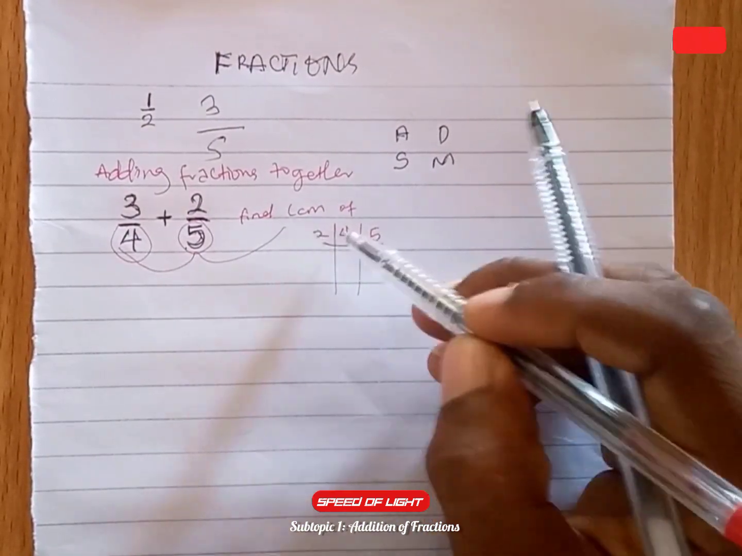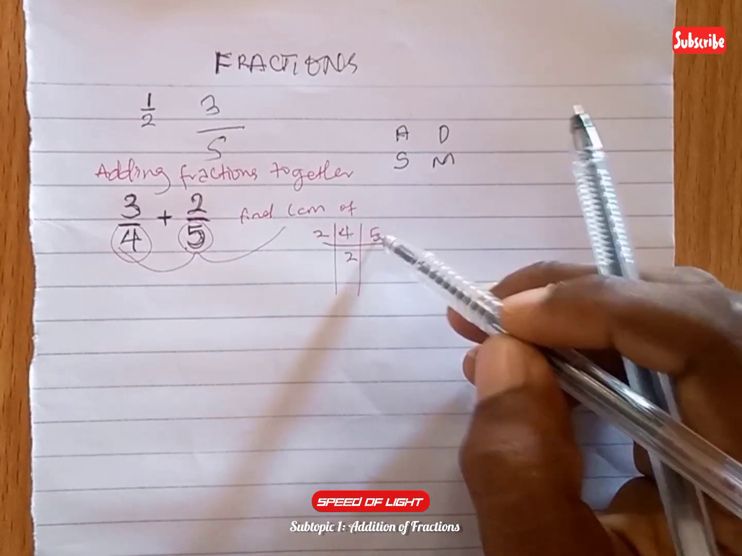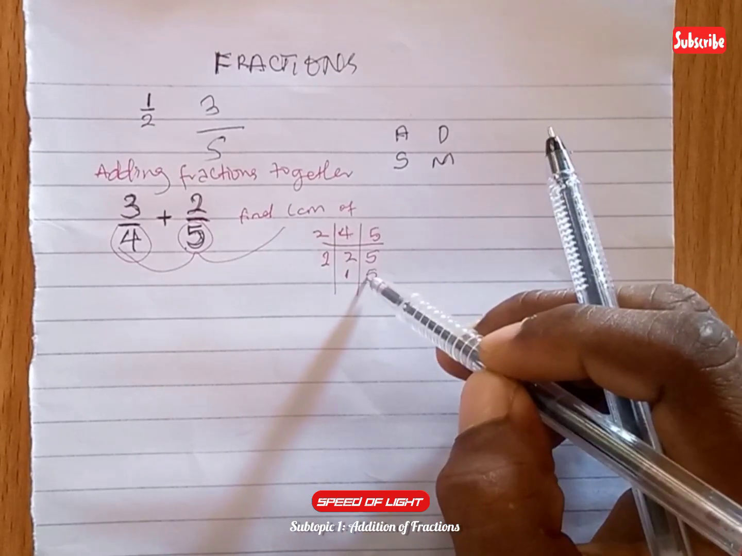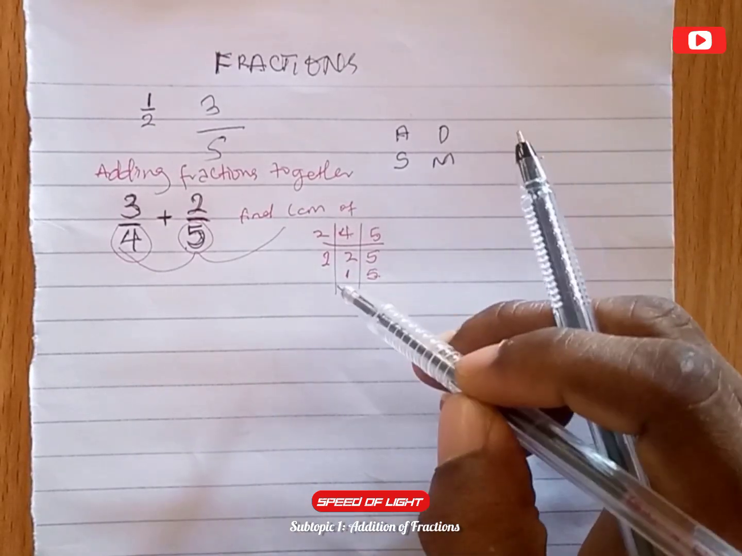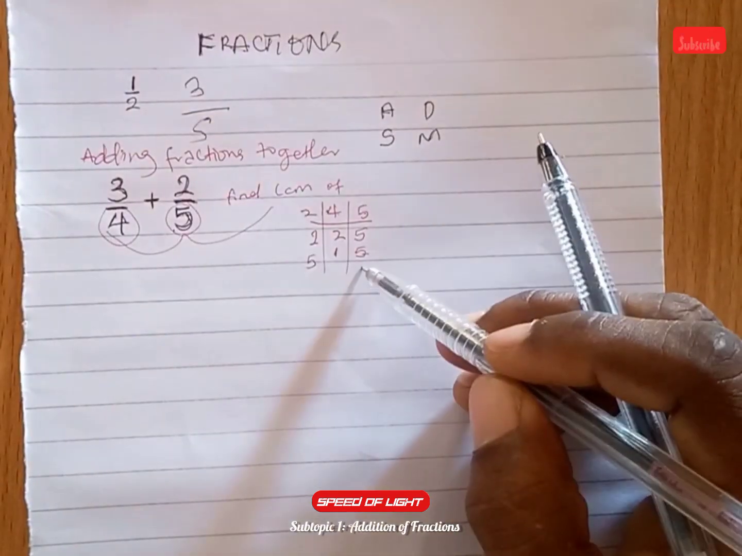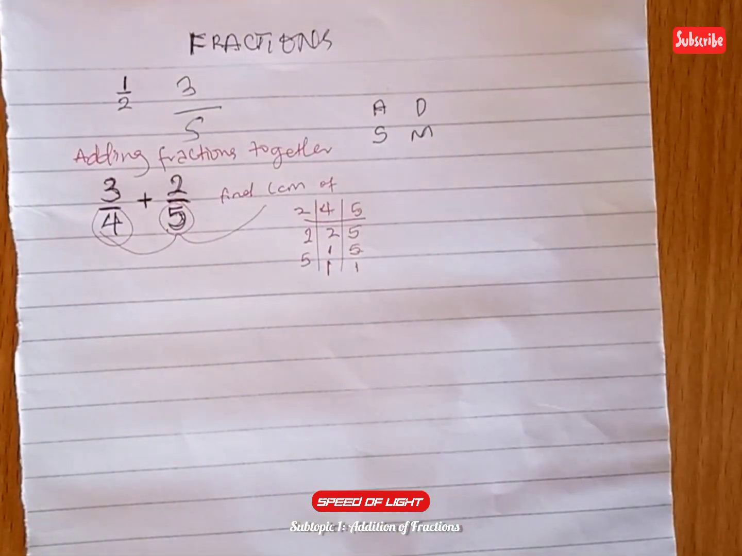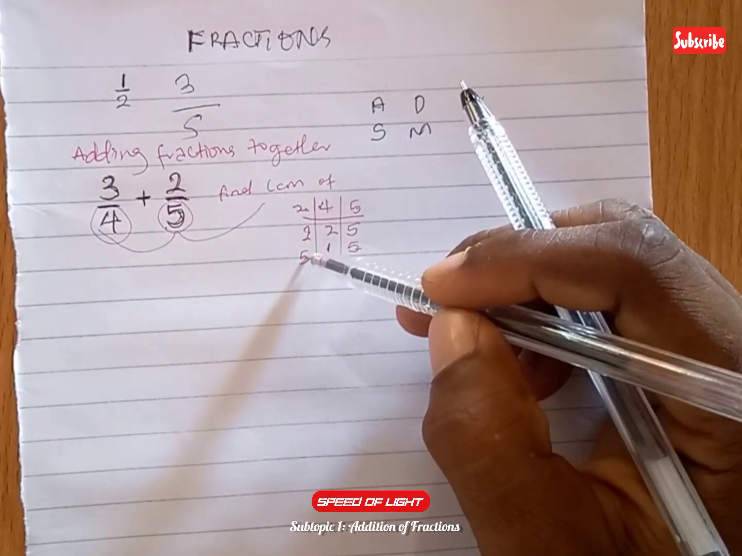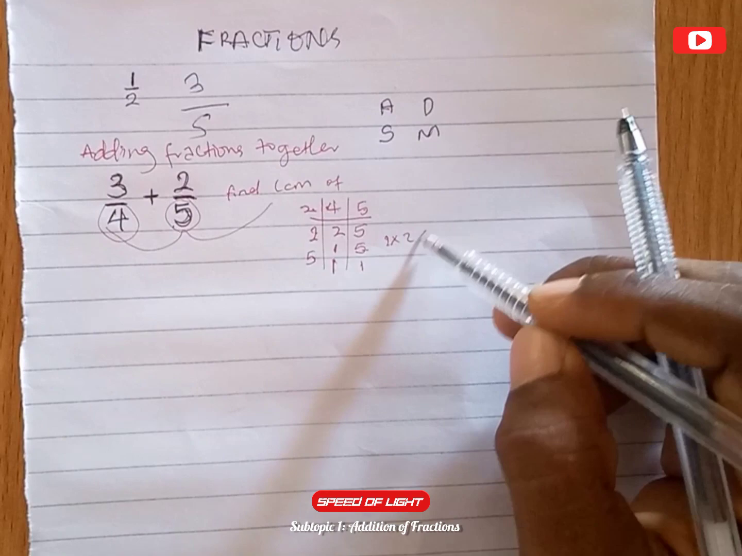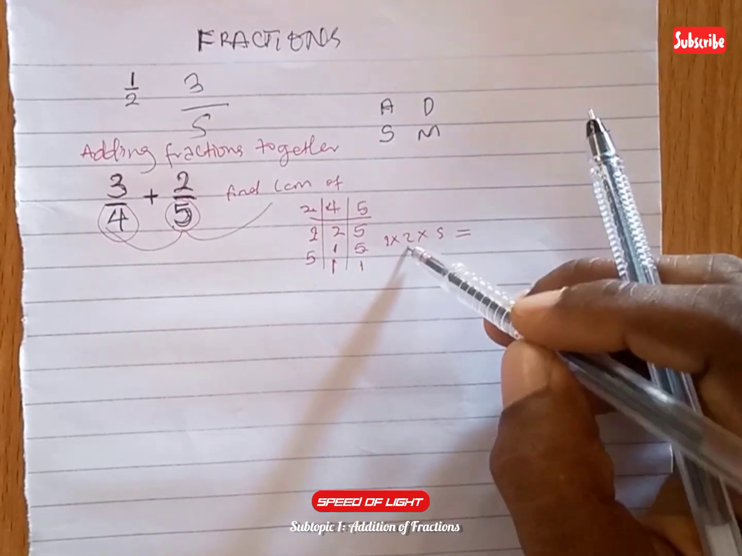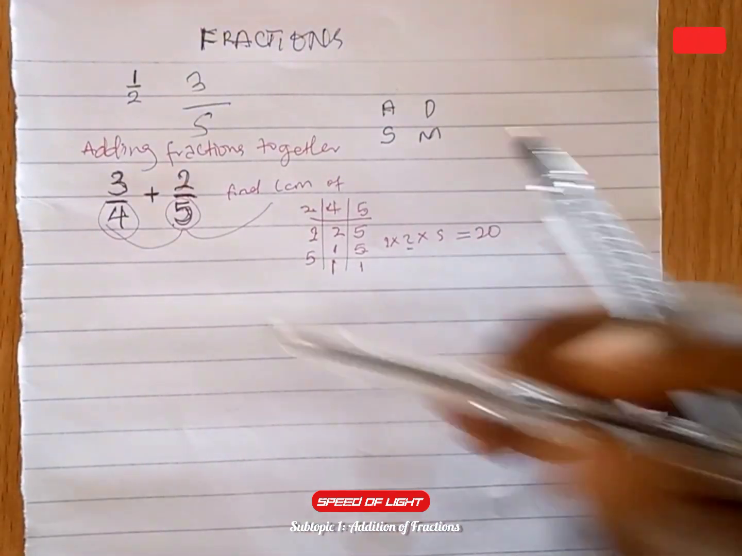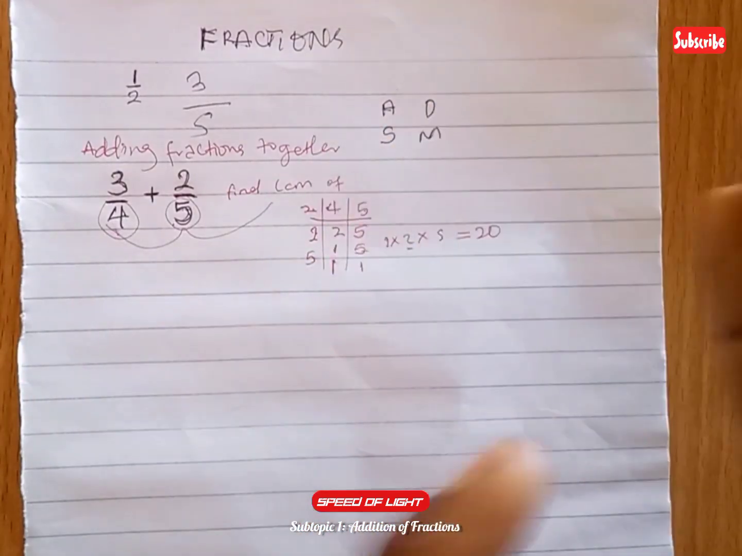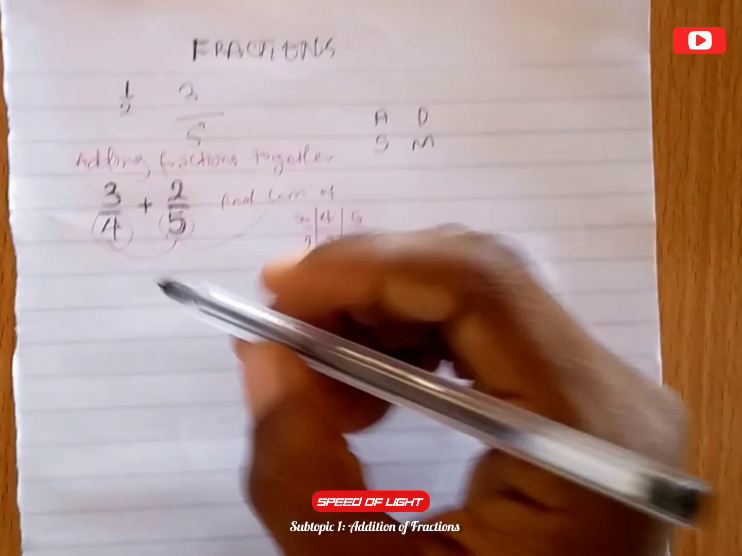First of all, we divide by 2. It gives us 2. And 2 cannot go into 5, so we repeat 5. We still have 2 here. We divide by 2 again. It gives us 1. We repeat 5. Then 5 is next, so divide by 5 to give us 1. Do you see that? So that's very nice. Now we multiply 2 times 2 times 5. 2 times 2 is 4. 4 times 5 is 20. I would have simply said the LCM of 4 and 5 is 20, but I just want you to understand how I got 20. Okay? So we have 20.